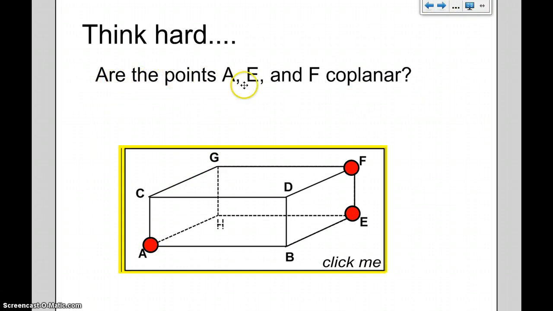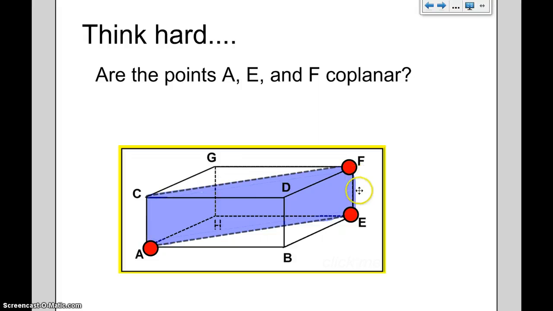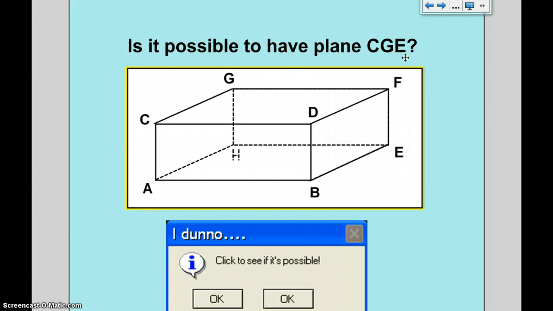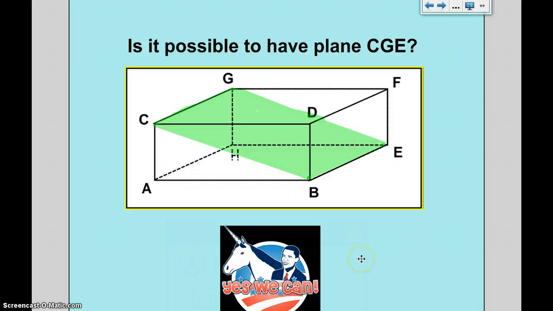Think hard. Are points A, E, and F coplanar? Are they on the same plane? They are indeed on the same plane. This plane is diagonal in this prism. Is it possible to have plane C, G, and E? C, G, and E. Just like the last one, it is possible. It is diagonal as well.